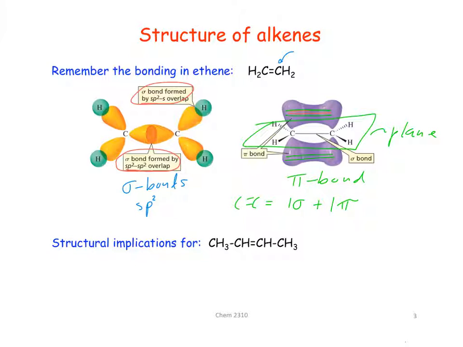So that ends up having some structural implications as well. So think about the situation. What would happen if we rotated one of these carbons relative to the other one? If we tried to twist this one sideways, what would happen to the p orbital? If we twisted it, it would twist that p orbital as well, and if those p orbitals aren't lined up, then they can't form a bond. So if we rotated around that carbon, it would break the pi bond.